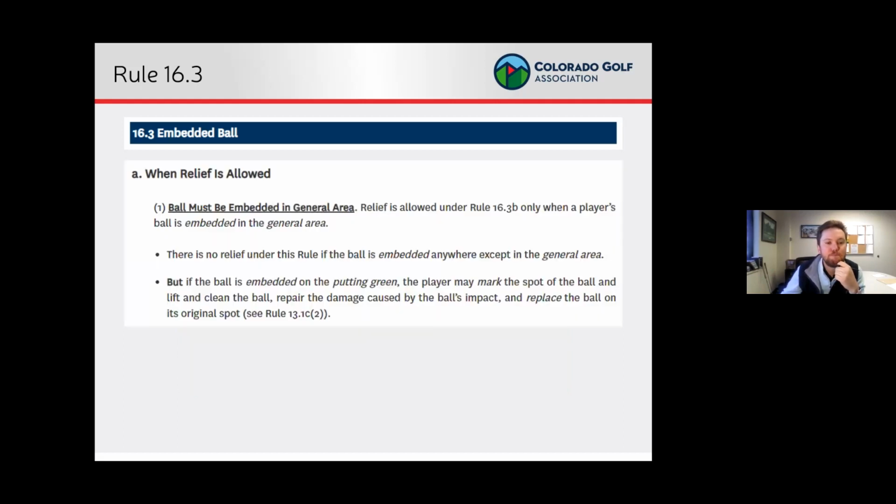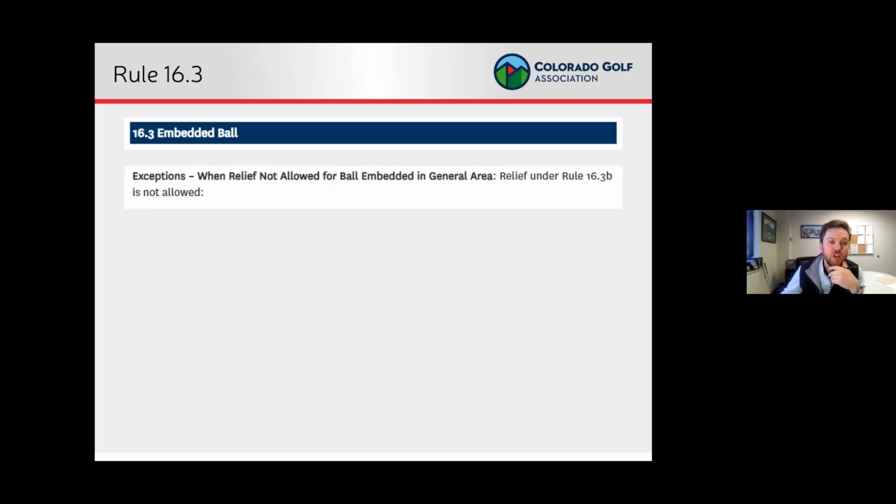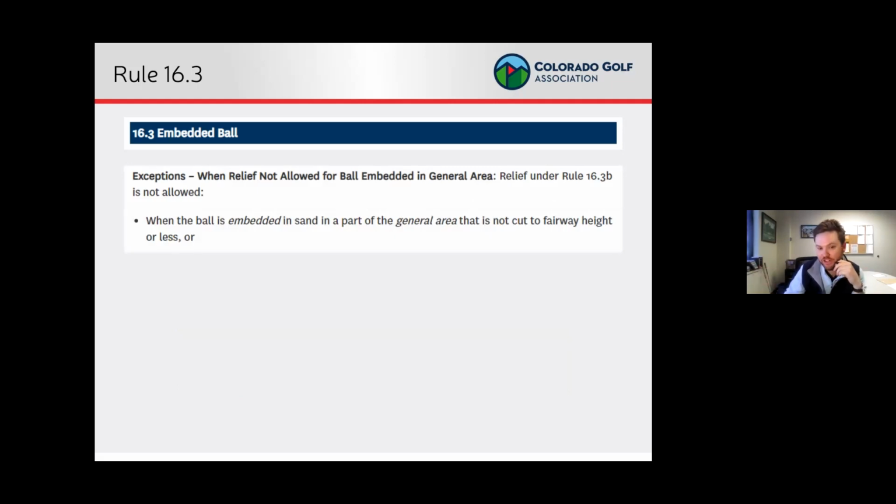So like we saw, it's on the putting green. The exception is that relief is not allowed for a ball embedded in the general area under 16.3b when the ball is embedded in sand in part of the general area that is not cut to fairway height or less. So this is an exception here that says it's not allowed when it's not cut to fairway height or less. Now, the way I look at this is cut is an action verb that has to be mown. So if you have an area in the general area that is not a mown area, that area is not cut to fairway height or less.